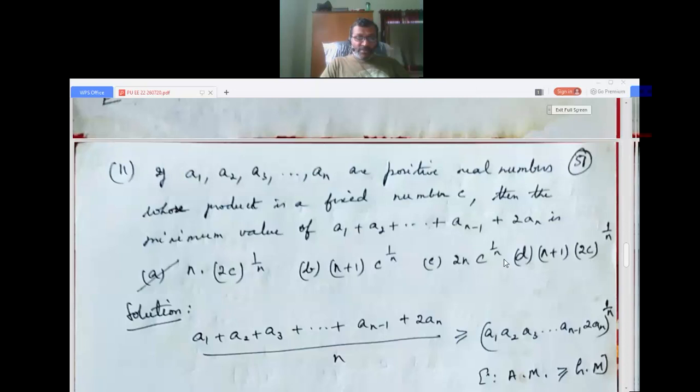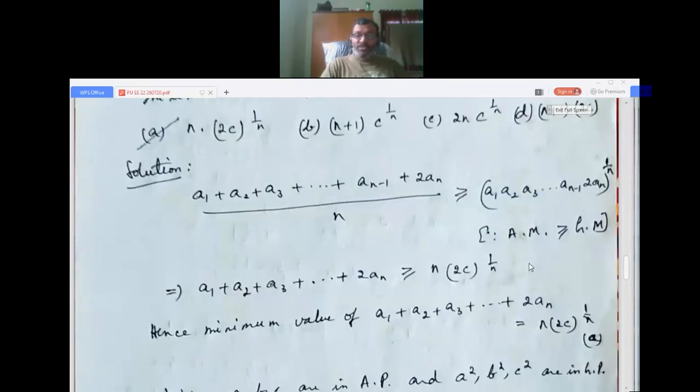Now what happens here is, see the solution. a1, a2, a3 till an are positive real numbers whose product is a fixed number. Then the value of this, what I will take, see, I am just using this rule here. Arithmetic mean is always greater than or equal to geometric mean. I'm using the rule you might have studied in your classes in mathematical induction.